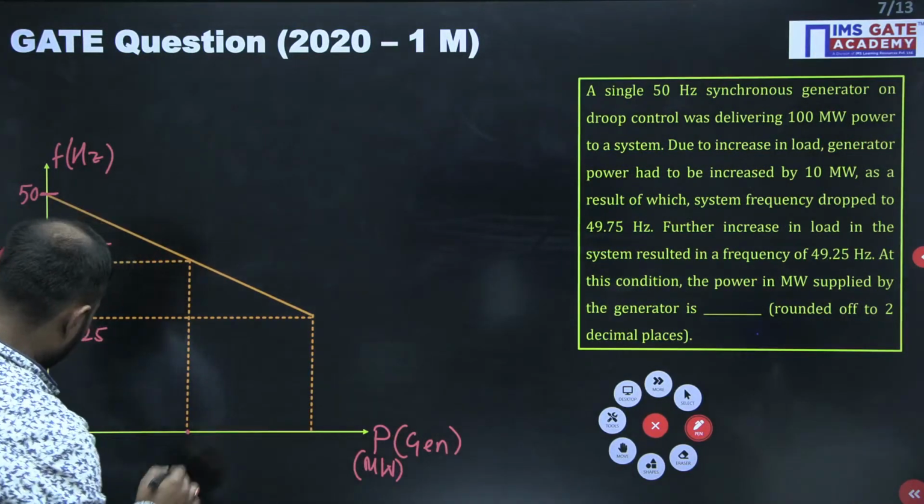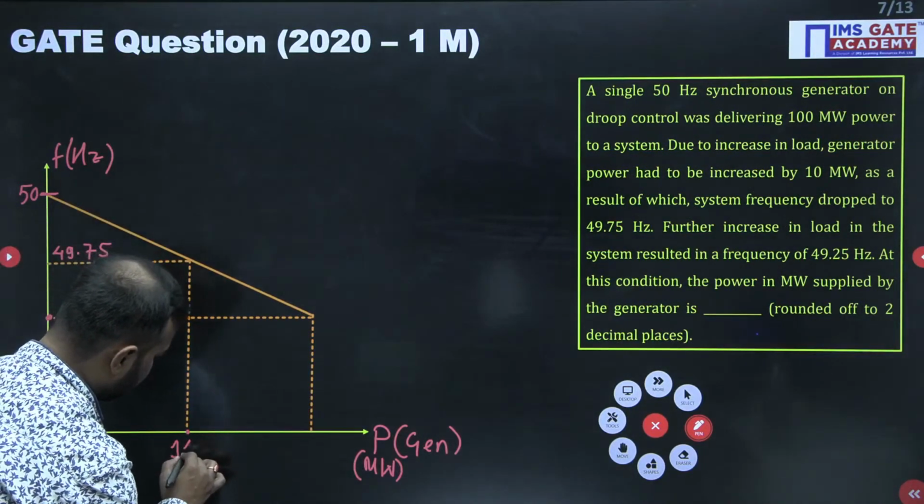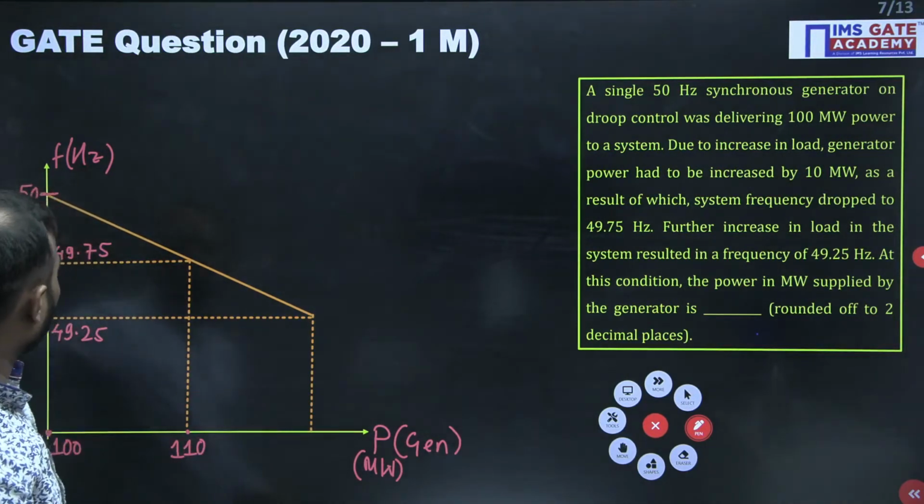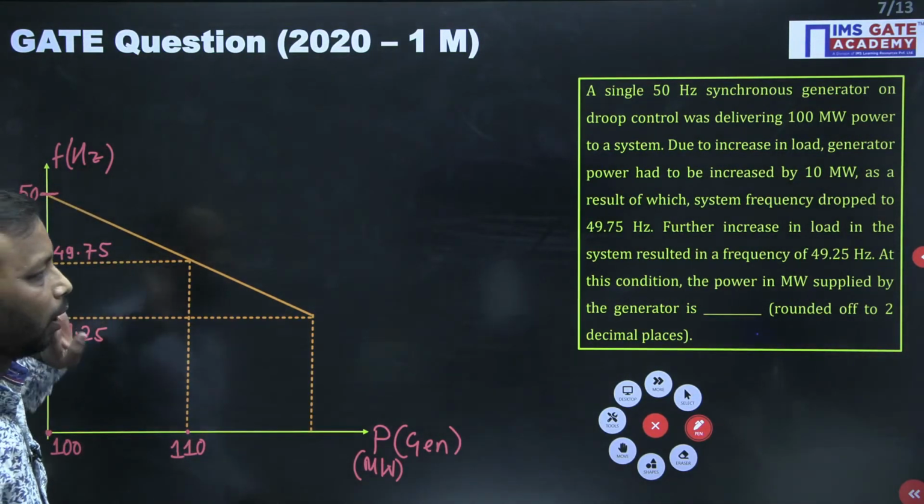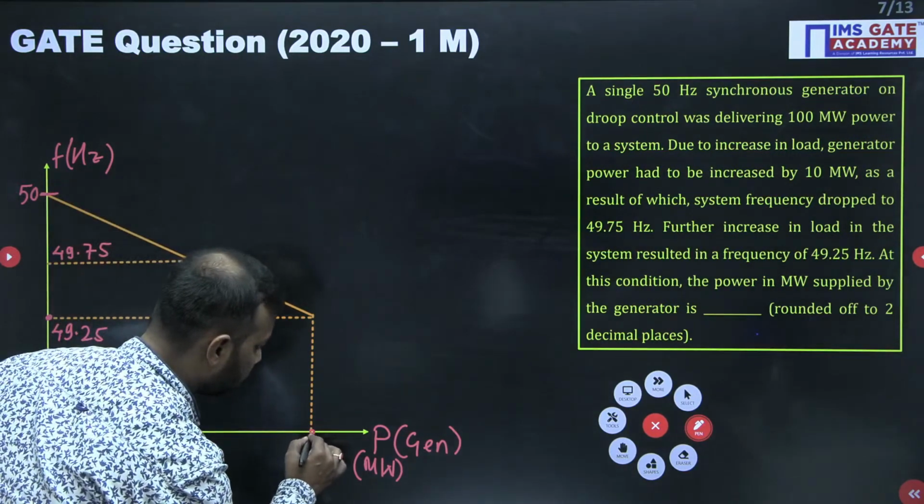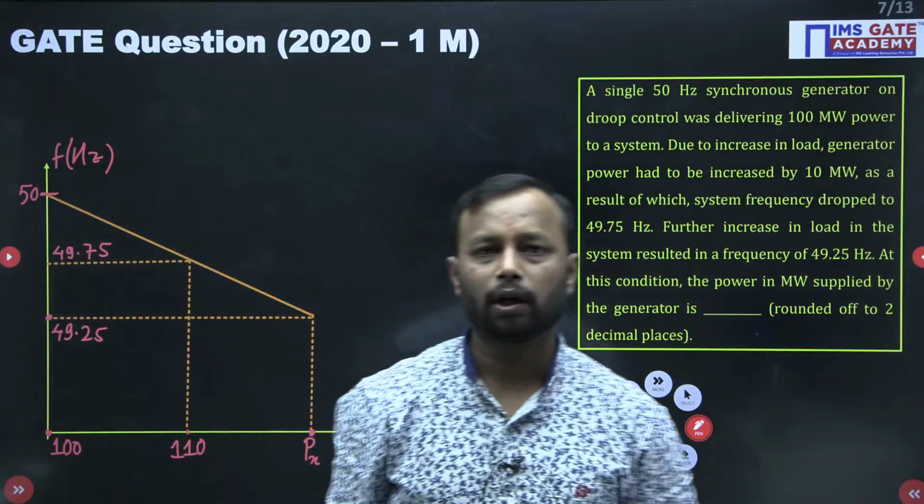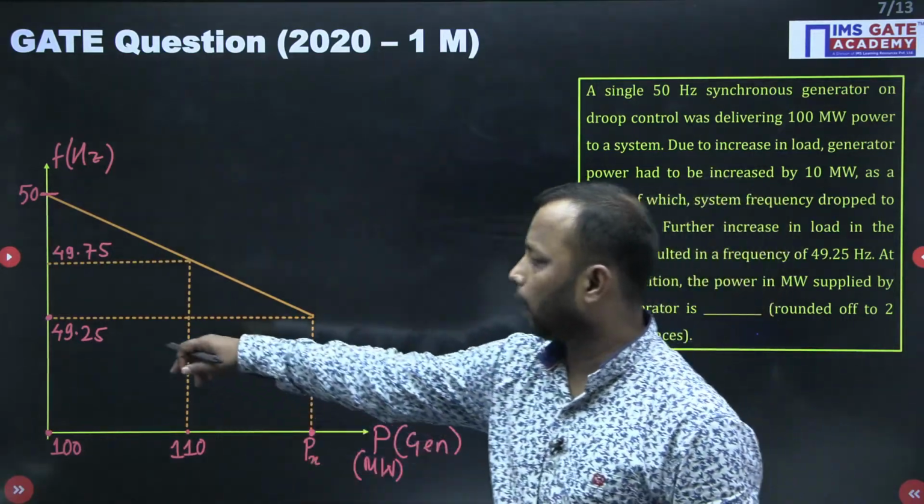So, what is this value? It will be 110. Did you understand what happened? If you increased the load by 10 megawatt, then your frequency became 49.75 hertz. Now what should be this load? Let me take Px. What should be this load such that frequency becomes 49.25?